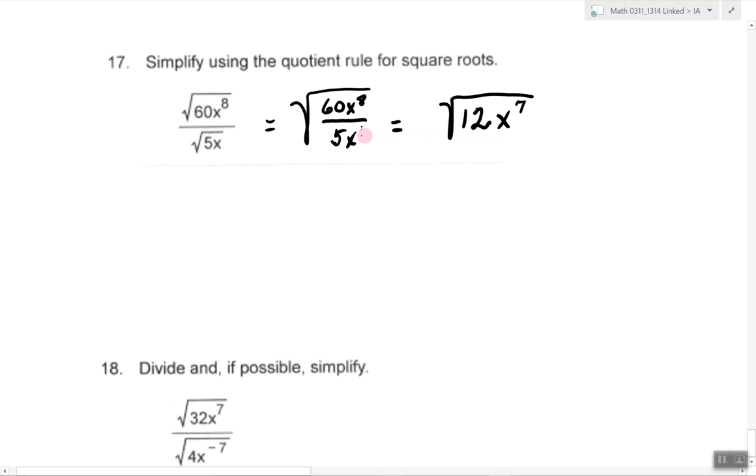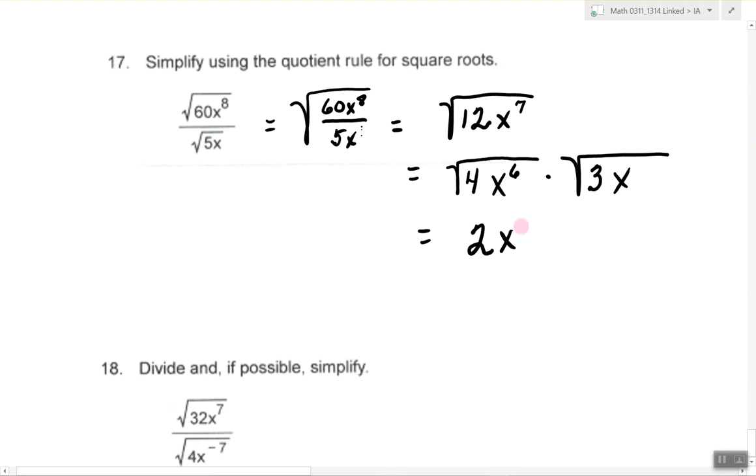Now I need to see if I can simplify this, and I believe I can. Perfect square radical, non-perfect square radical, factor the 12, perfect 4 times 3, factor the x to the 7th, leave 6 of them up front, send 1 to the back. Take the square root of this, it'll give you 2x to the third square root of 3x.